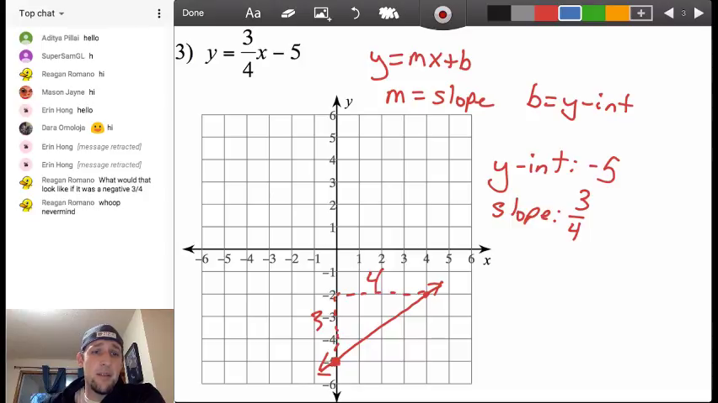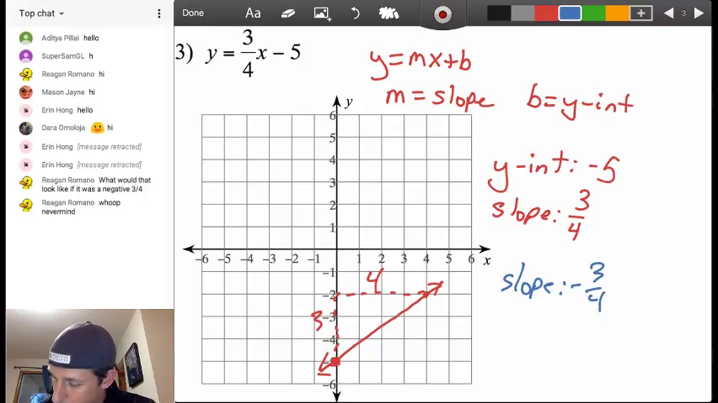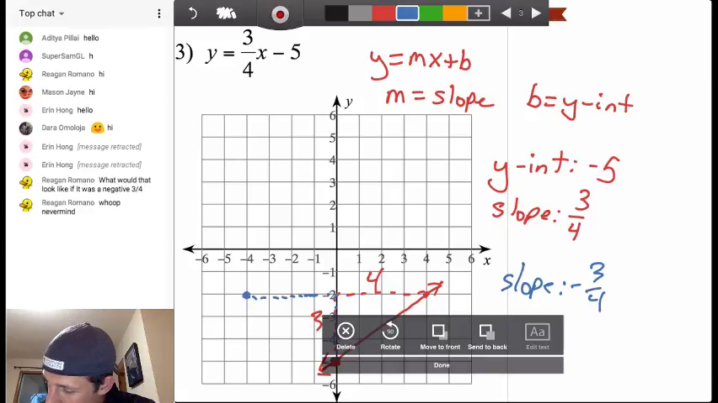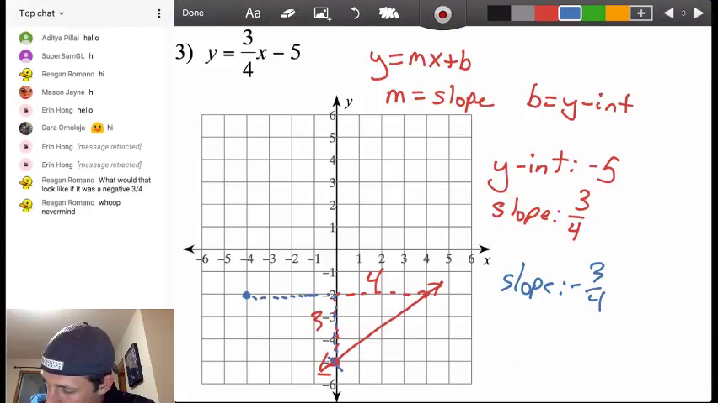Do all my positive slopes look the same? Do all my negative slopes look the same? Reagan asked what would it look like if it was a negative 3/4. She said, whoop, never mind. But just to be sure, if we had the exact same line, but with a slope of negative 3/4, I can just put that in a different color. You would go up 3 and you'd go left 4. Okay, so you'd end up right there, and the line would look more like this.